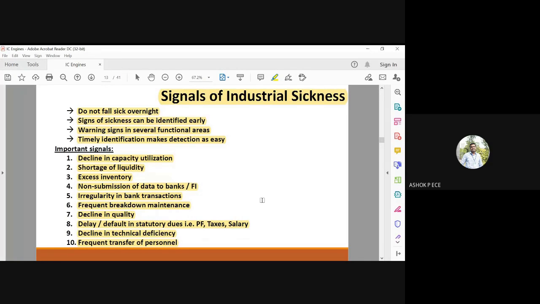These are the important signals which are identified as key indicators of industrial sickness. These signals will clearly alarm or warn you that industrial sickness can happen in your company.